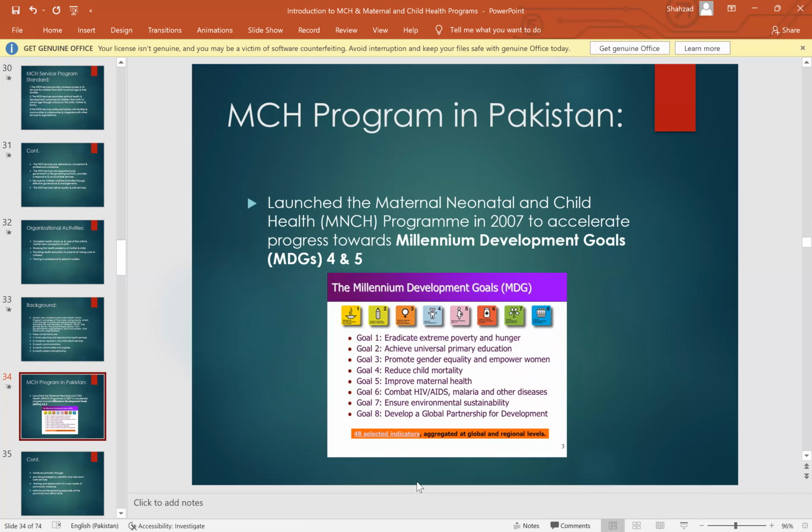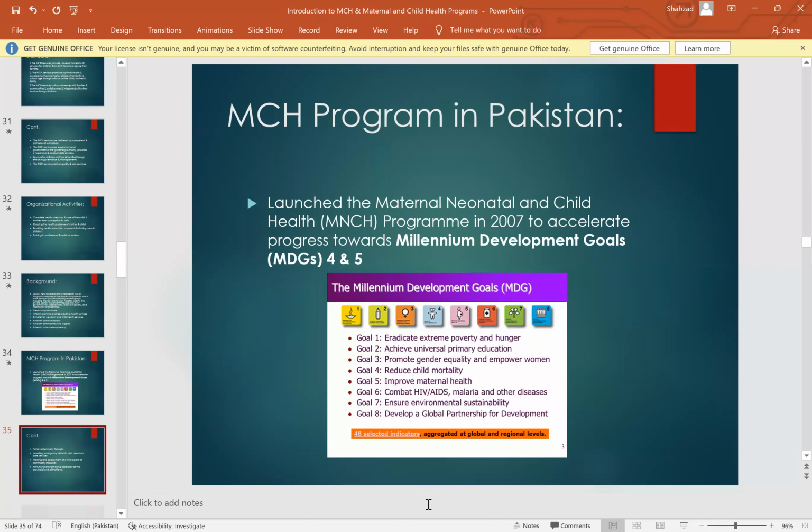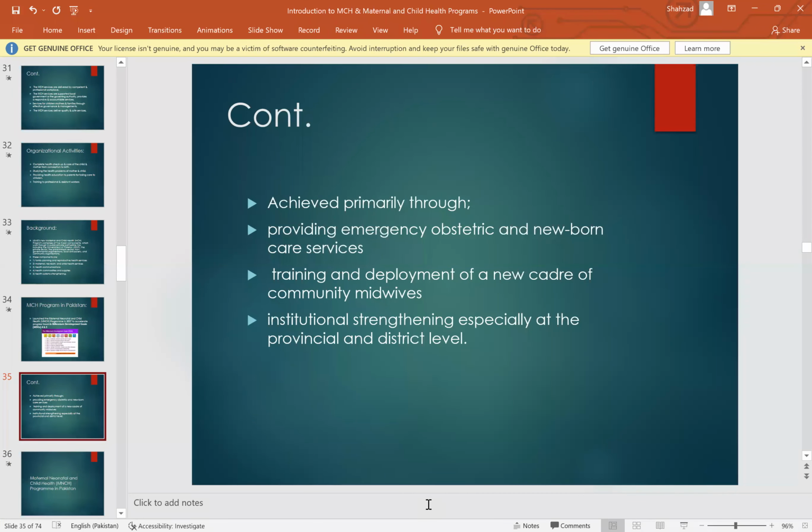The MCH Program in Pakistan launched the maternal, neonatal, and child health program in 2007 to accelerate progress towards MDGs 4 and 5. You can see goal 4 is reduce child mortality and the 5th is improve maternal health. This was achieved primarily by providing emergency obstetric and newborn care services, training and development of a new cadre of community midwives, and institutional strengthening, especially at the provincial and district level.